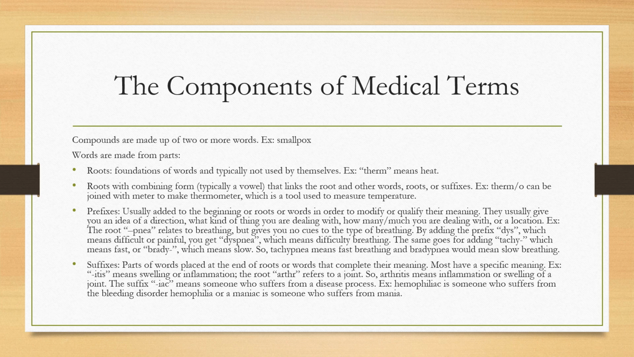Suffixes, so this is the part of the word at the end of the root or the word that completes the meaning. So itis is swelling. Anytime you see itis, just know that you have swelling somewhere, and it kind of gives you an idea of where it's at. So the example I have here is arthritis.